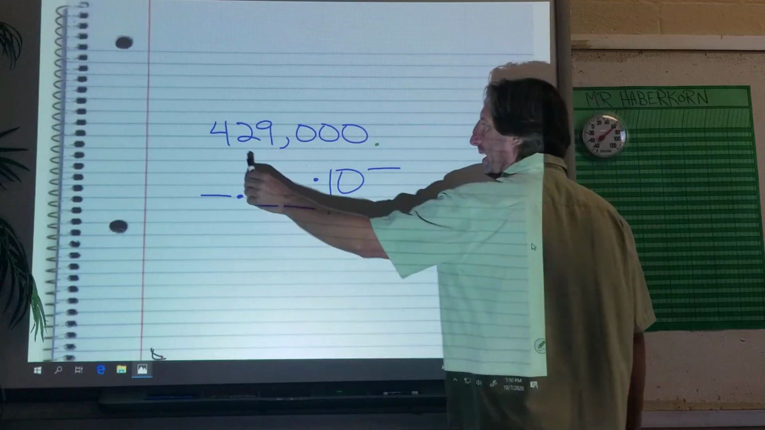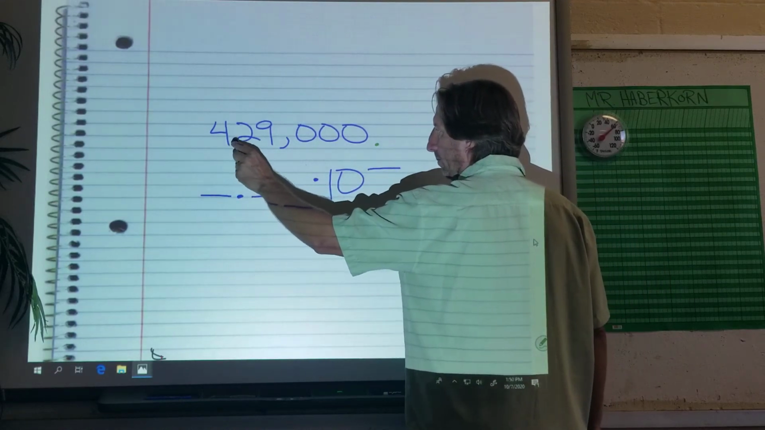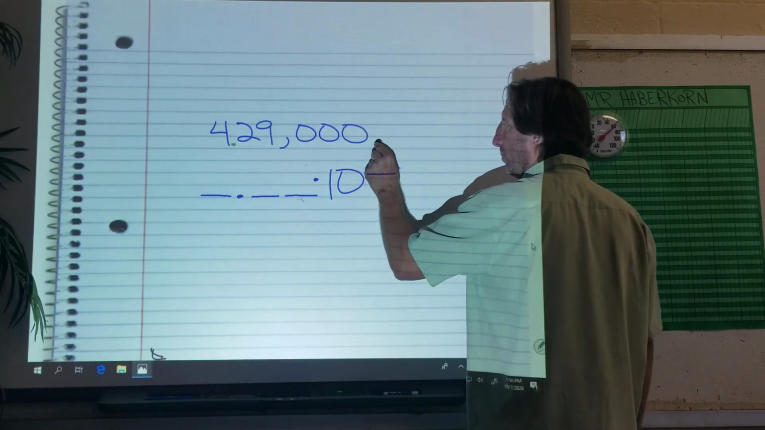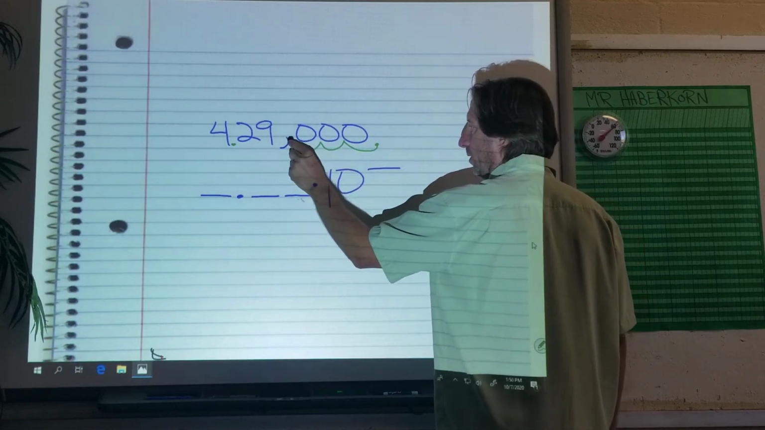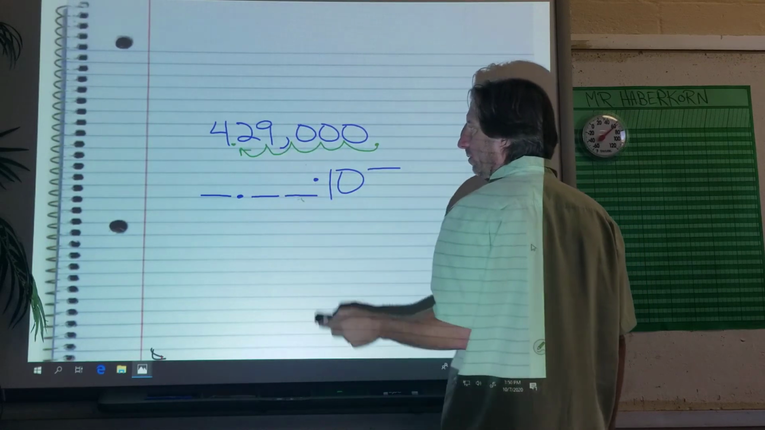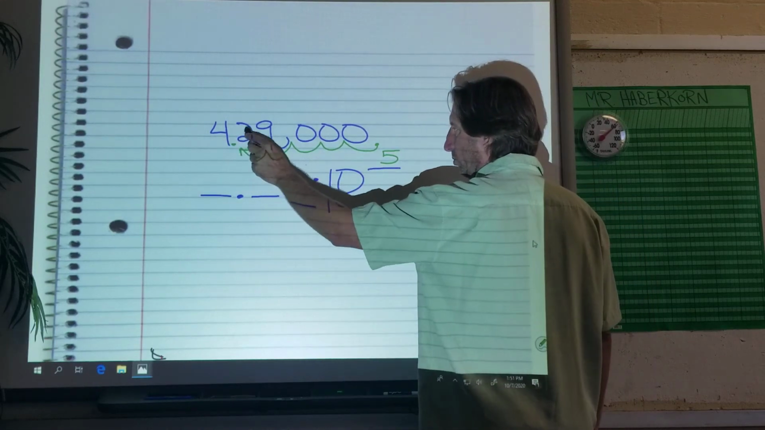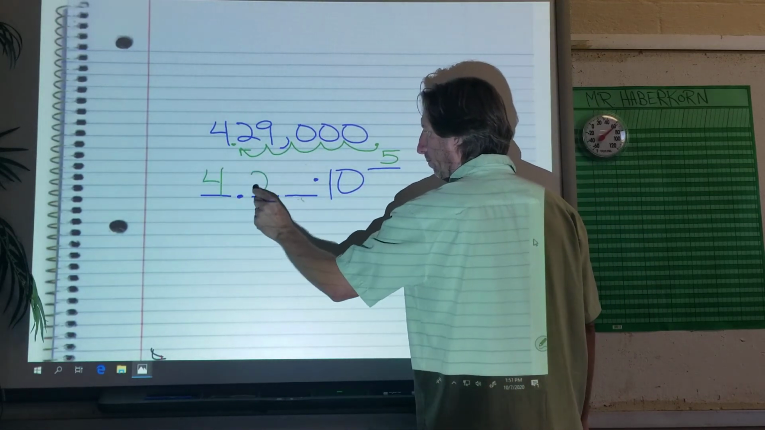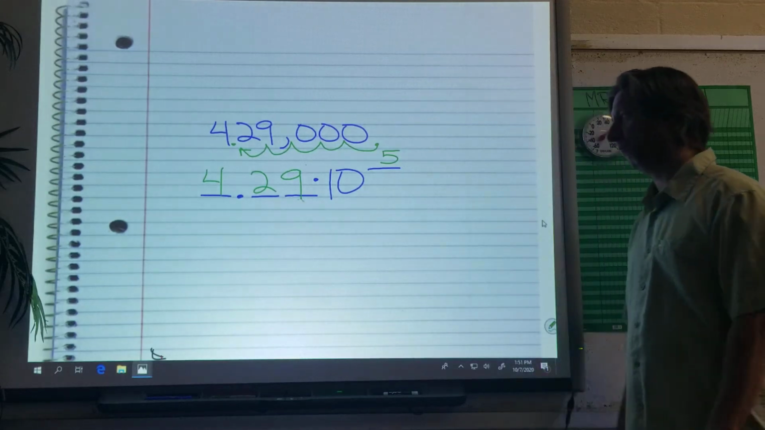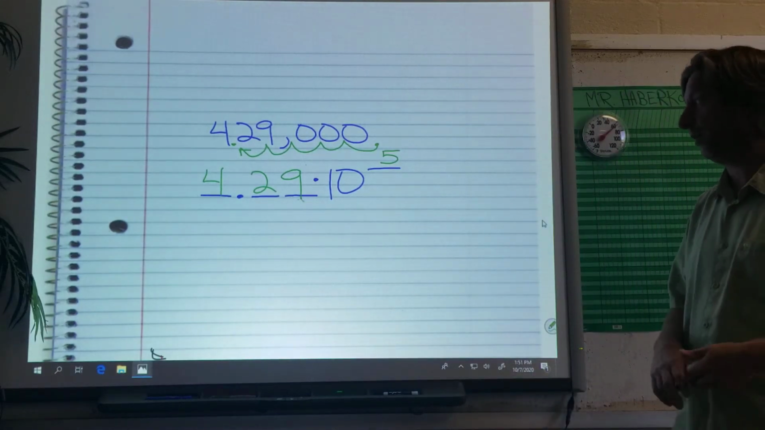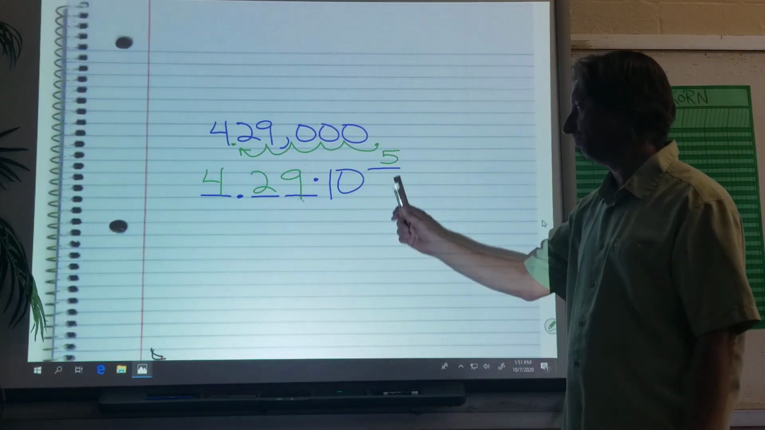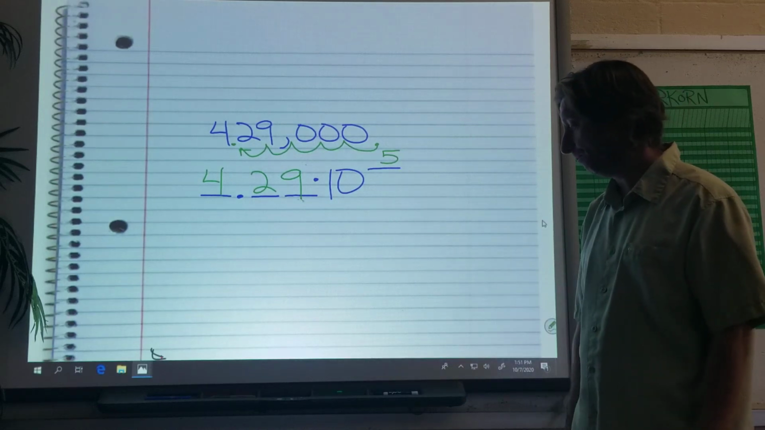We want to move it to after the first significant digit right there. See how far I moved it. 1, 2, 3, 4, 5. So I moved it 5 spaces. And I have 4.29. Is this a big number or a small number? It's a big number. It stays positive, okay?